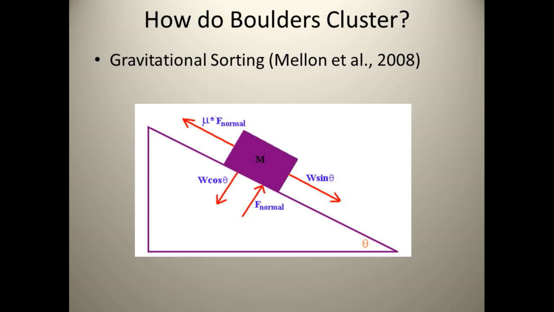And so how do they cluster? All of the mechanisms, or most of the mechanisms for boulder clustering on Mars were thought to be the same mechanisms as those that are thought to cluster boulders here on Earth. The most common cause of boulder clustering on Earth is most likely gravitational sorting, where simply these large particles are on slopes and they move down the slopes.